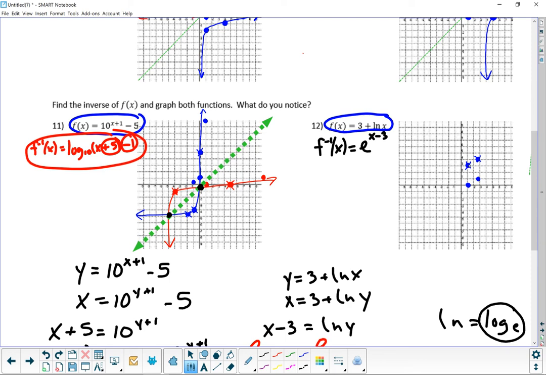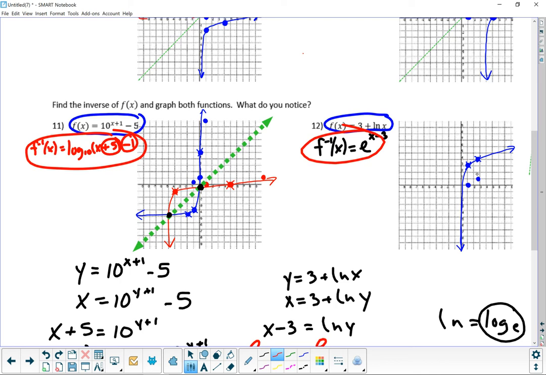To graph it, you connect these 2 and slowly grow it out. But to the left of it, you're only going to go to the left a maximum of 1 unit, and then it goes all the way down. That's our 3 plus ln of x. Second function.